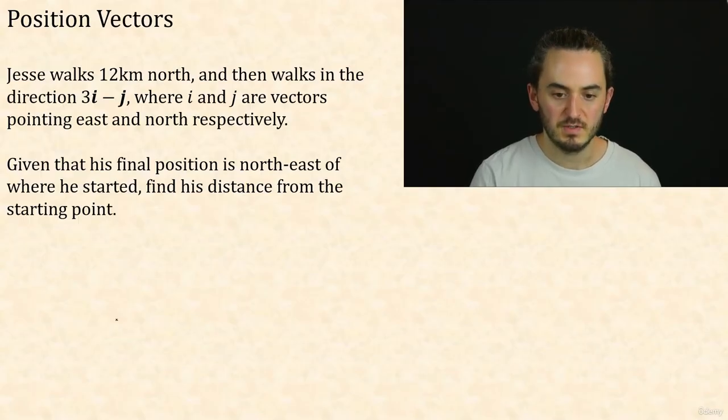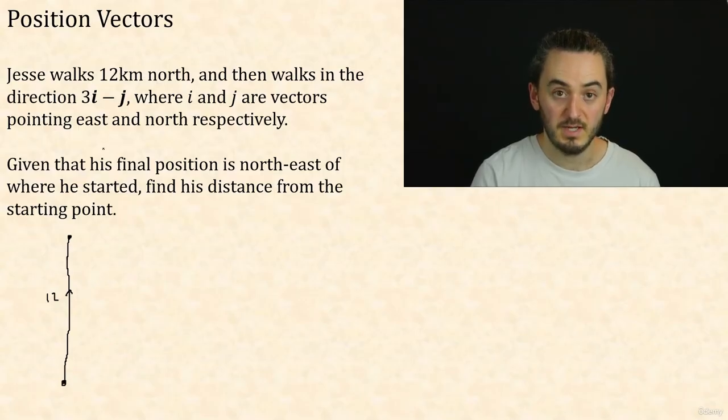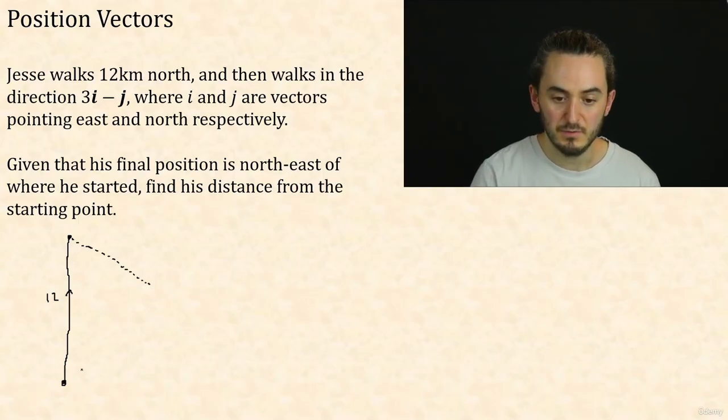So he walks 12 kilometers north. So he starts here and he walks 12 kilometers north. Now we don't have any names for any of these places, so that's okay. So he goes 12 up, and now he walks in the direction 3i minus j. So 3 along, minus j, so something like this. So he's going to walk in this direction, and it says at some point he finds himself northeast. Now northeast is, well, north is there, east is there, so northeast is like this.